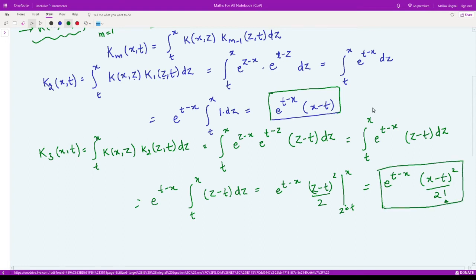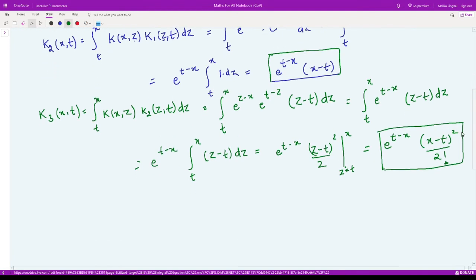So can you follow what would be the fourth kernel? Let us also calculate that. By looking at this, you must have guessed until now that it should be e to the power t minus x, (x minus t) whole cube divided by 3 factorial. But to be sure that we are right, let us calculate just one more.